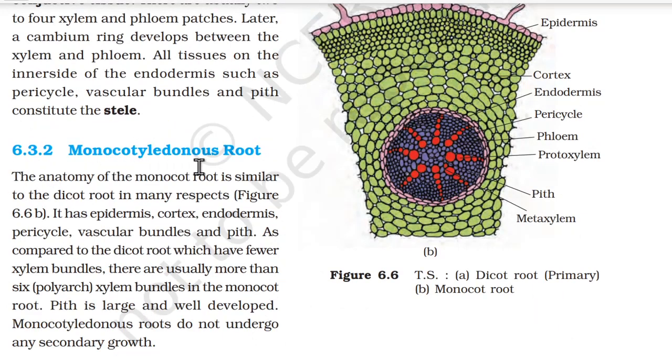6.3.2 Monocotyledonous root. The anatomy of monocot root is similar to dicot root in many respects. It has epidermis, cortex, endodermis, pericycle, vascular bundles, and pith. As compared to the dicot root, which has fewer xylem bundles, there are usually more than 6 xylem bundles in the monocot root. Pith is large and well developed. Monocotyledonous roots do not undergo any secondary growth.